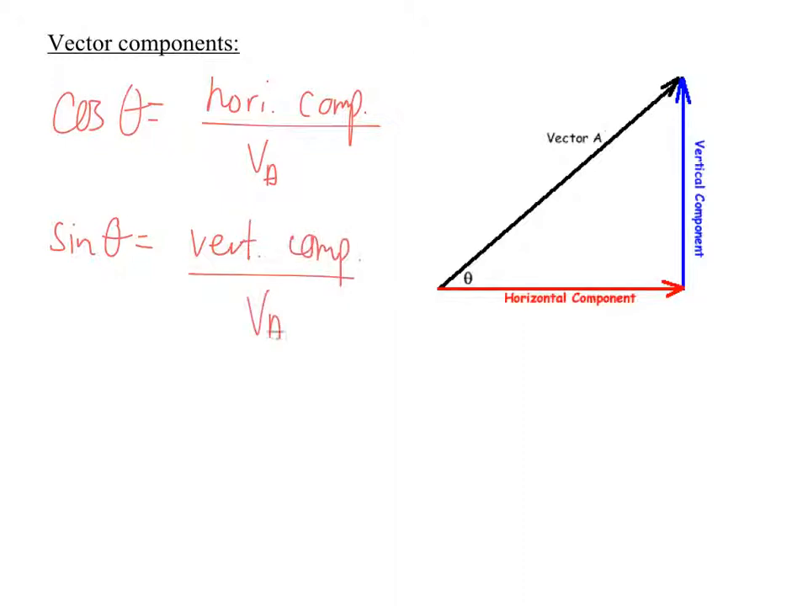over vector A. So in both of these cases, what we can do is we can actually solve for the horizontal component or the vertical component by multiplying them by vector A. So take this again, right? Multiply by vector A here on this side and on this side. Multiply by vector A over here and over here.